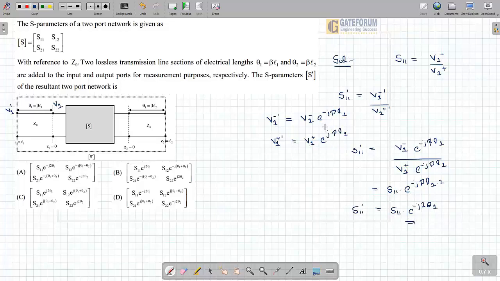I hope this is clear to you. Both the waves will be there here. One wave is traveling in this direction, which is V1 plus. The other wave is traveling the other way, which is V1 minus. Each wave has traveled an extra distance from here to here, and that extra distance is given by this. Because of the delay, we will use only the phase.